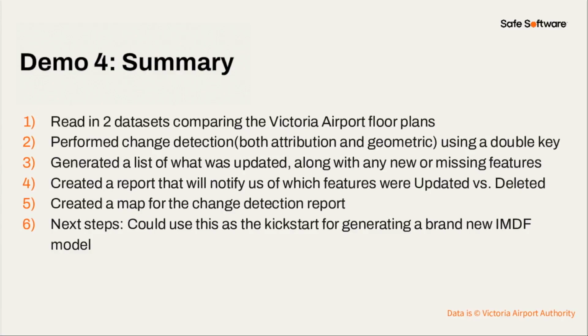To summarize my demonstration, we first read in two file geodatabase datasets to compare the Victoria Airport floor plans. Then we performed change detection for attribution and geometry using a double key. Then we configured the change output to generate a list of what was updated along with any new features or missing features. Then we created a report that will notify users or stakeholders which features were updated and deleted. Then we created a map for the change detection report. And we also explored the next steps of automating this workspace on FME Flow to generate an IMDF model for stakeholders to use.